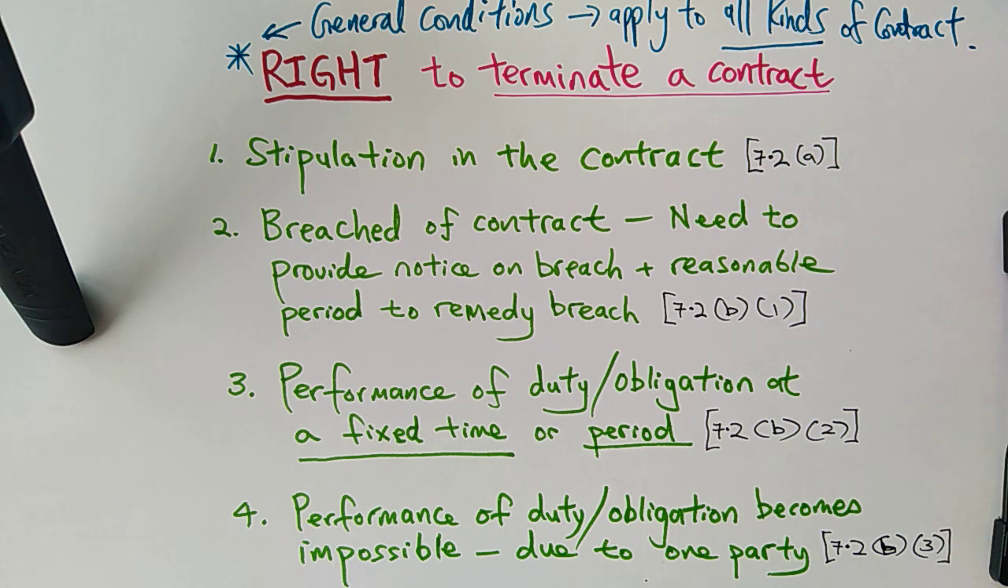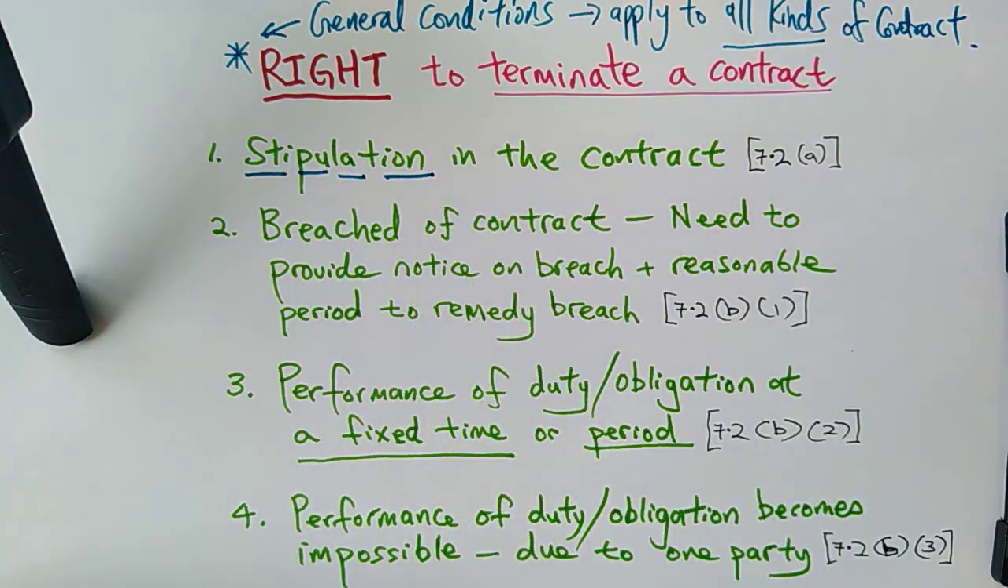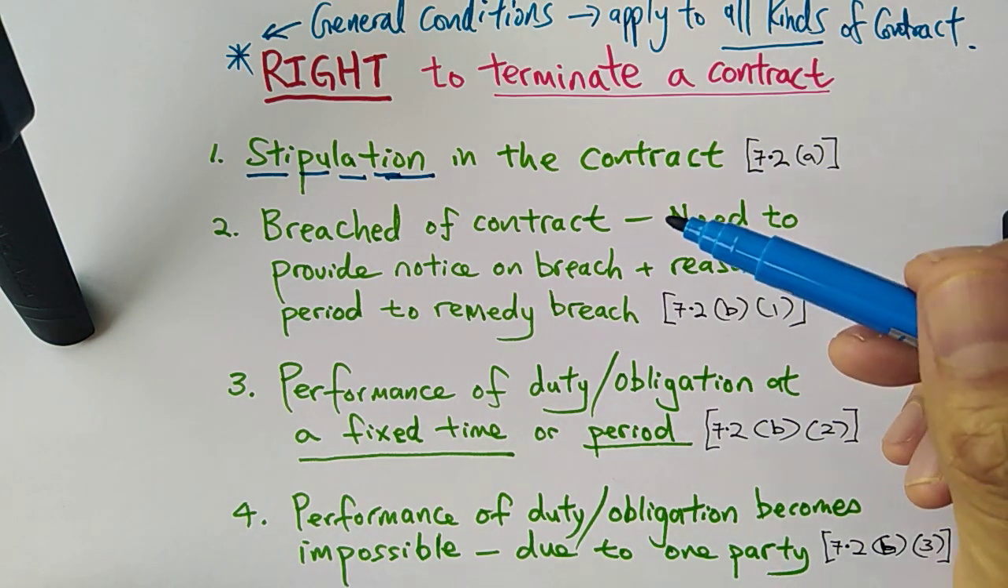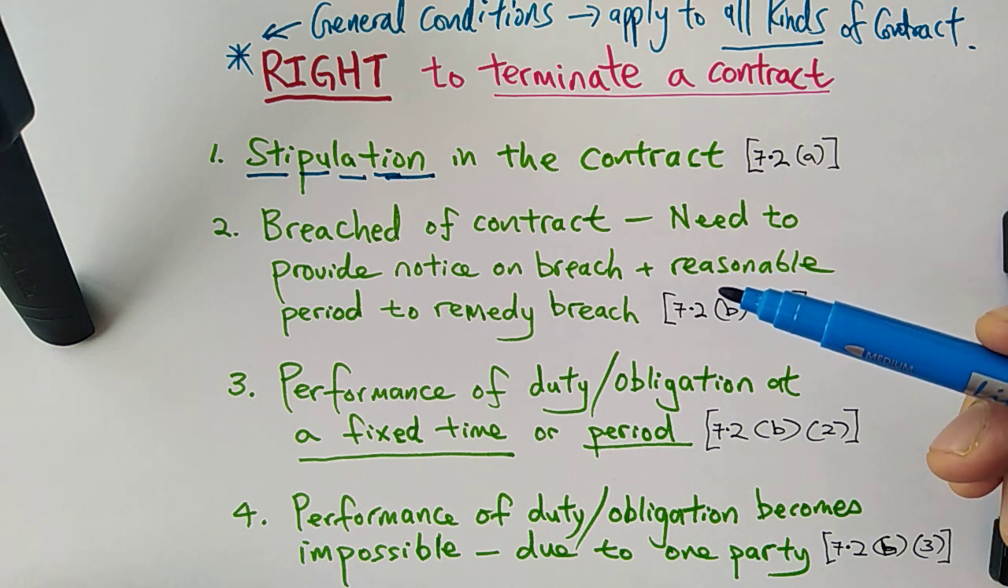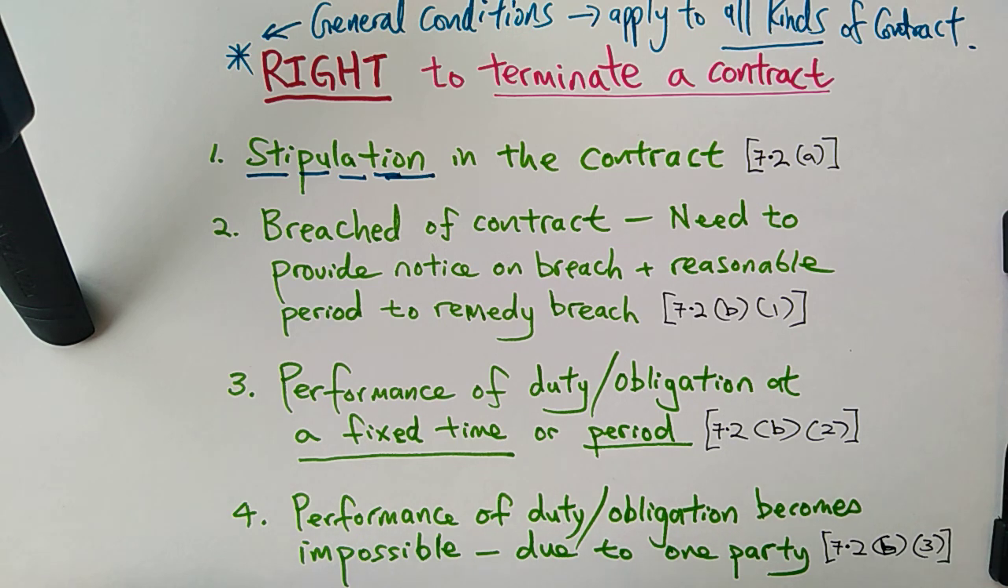The first right comes from what is known as a stipulation in the contract. Put simply, it means written in the contract. The right for you to terminate the contract is already given to you in the contract. So, for example, pick an example that you can relate to. A sale contract. In a sale contract, the contract writes, if the seller does not deliver the goods, the purchaser has the right to terminate the contract. This is written in the contract.